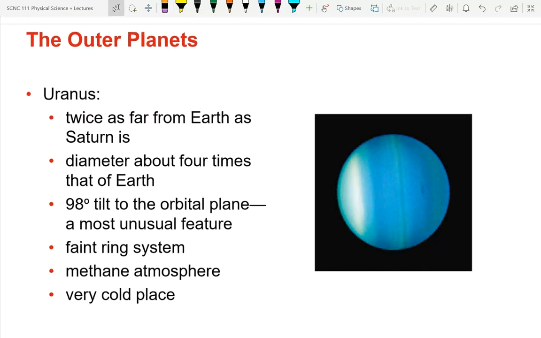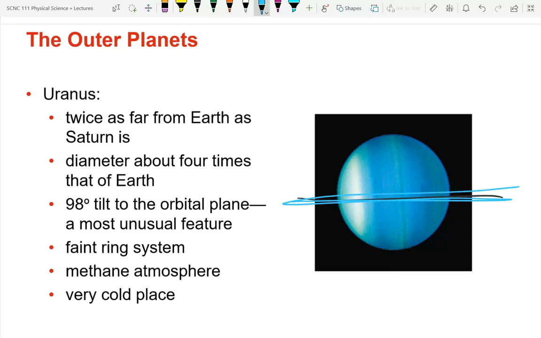Uranus. Uranus is twice as far from the Earth as Saturn. So Saturn is twice as far as Jupiter. Jupiter is about 10 times the distance from Earth to the sun. Saturn is twice as far. Uranus is twice as far as Saturn. And it's crazy. It's tilted. I should have done a different color.